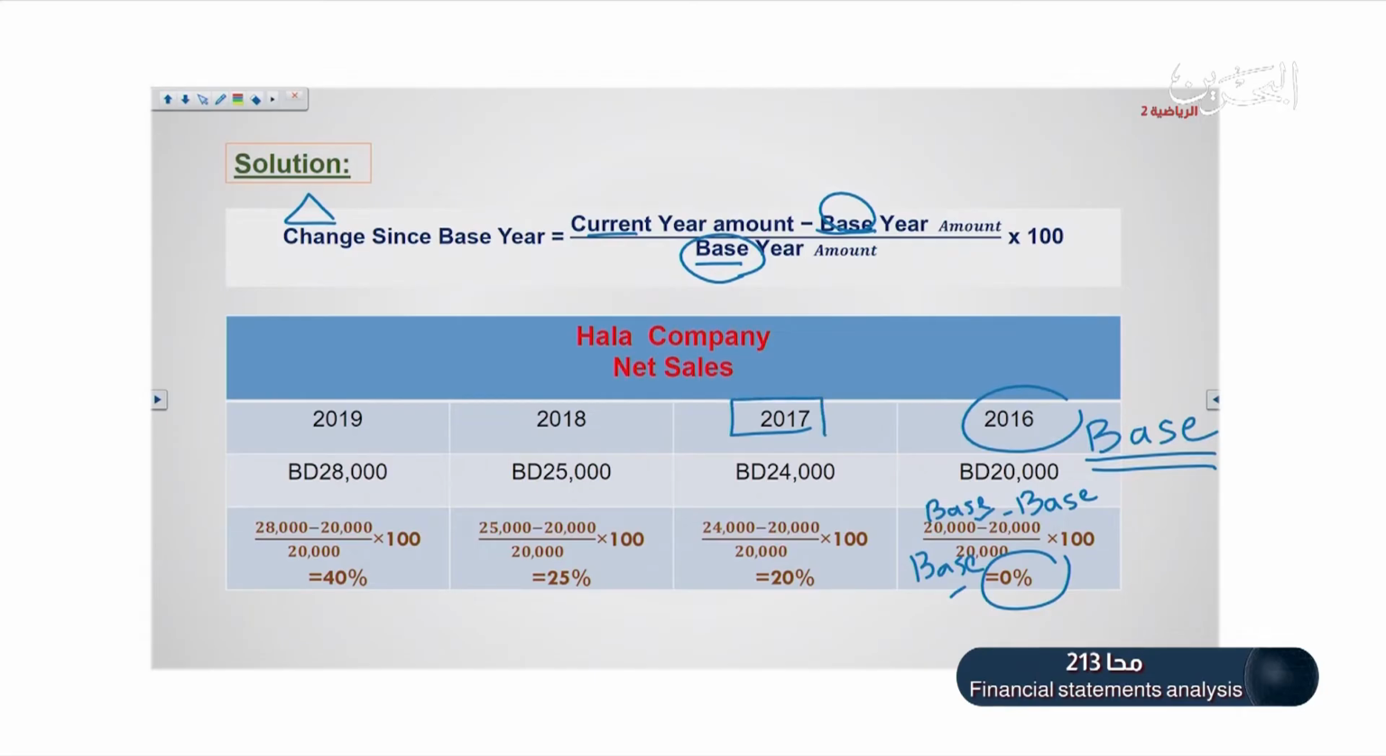Okay, let's move to 2017. This is the current year. So the formula is, this is the current amount. Okay, we will copy it in the formula. Minus 20,000, this is the base amount, over 20,000, also base, multiply by 100 equals 20%.